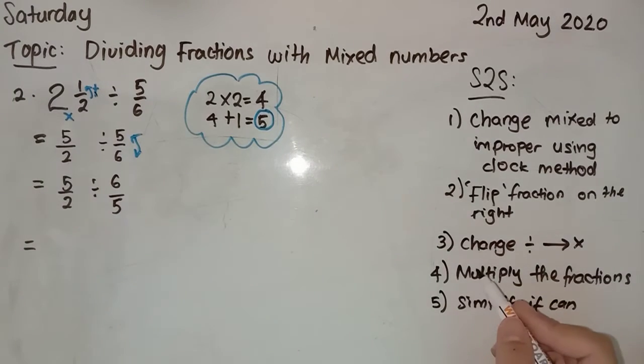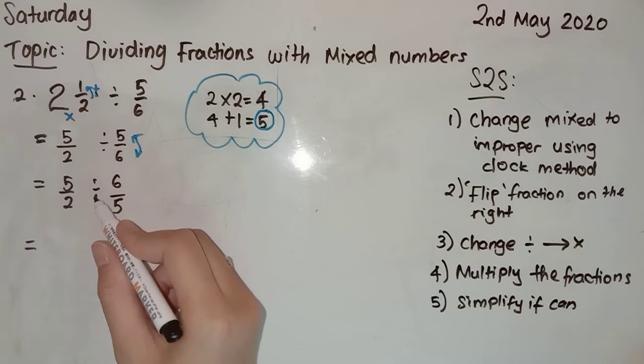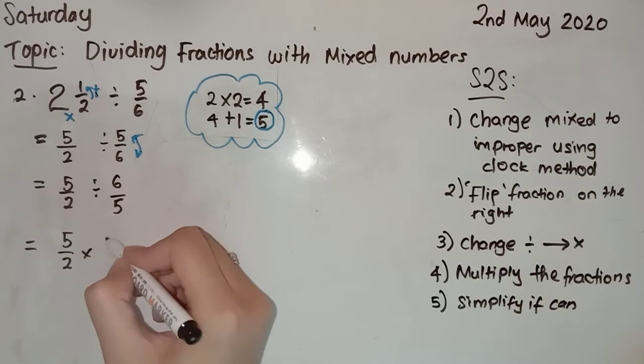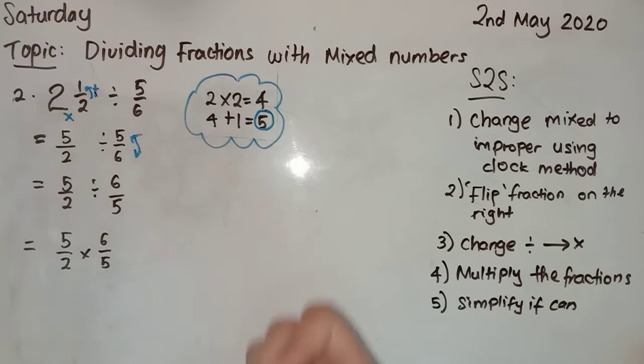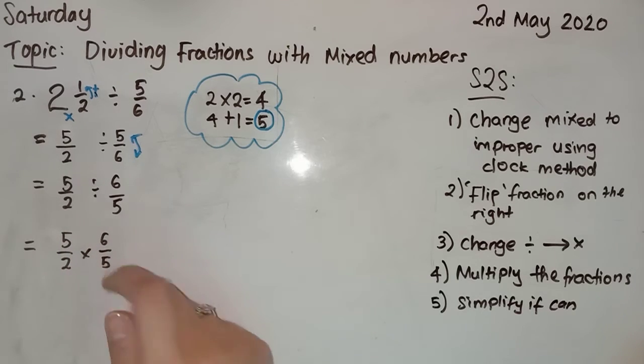Next, step 3. Change division to multiplication. This division, you change to multiplication. So 5 over 2 times 6 over 5. Okay? So the normal method first. Normal method. Step 4. Multiply the fractions. Numerator times numerator. Denominator times denominator.